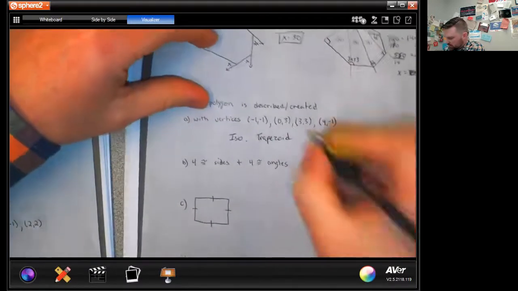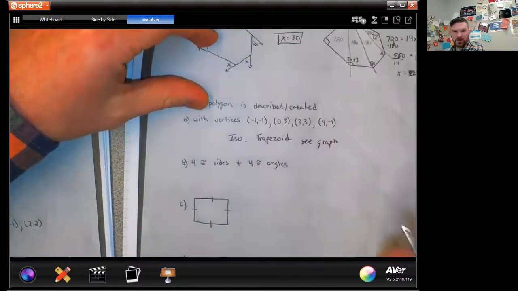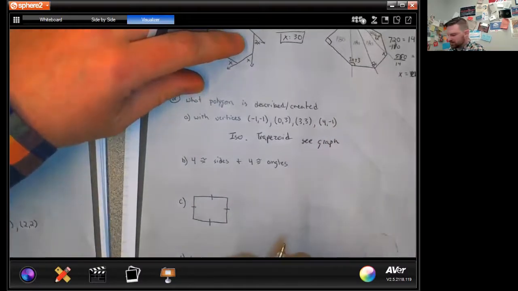And your work would maybe show the graph. Okay, because we graphed that one out. So if you need graph paper, just let me know and I can get you some.